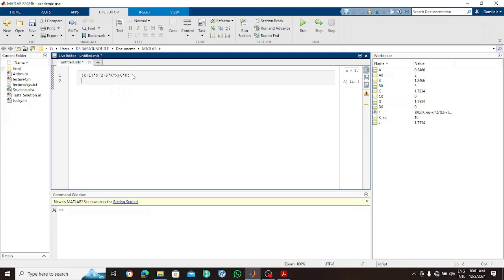So that equation will now metamorphose to 9x squared minus 50x plus 60. So that's the equation to solve using roots. Okay. So let's turn this to a function.